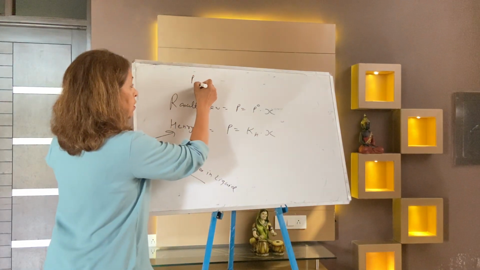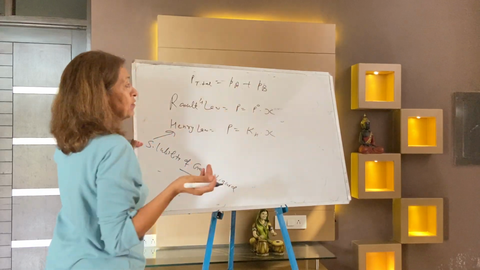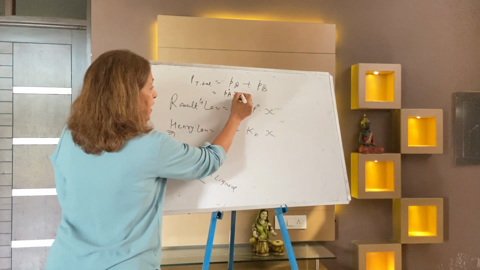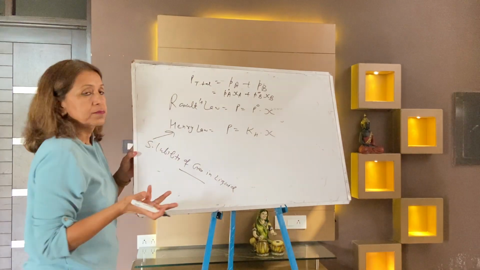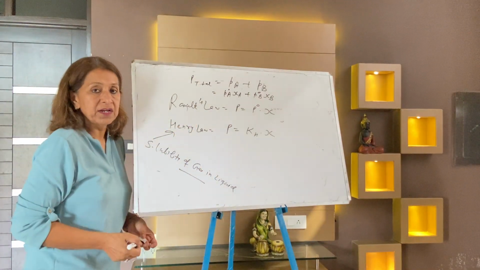P total is equal to PA plus PB. When both are volatile, PA is equal to P naught A XA plus P naught B XB. This is again Raoult's law. So this is the difference between Raoult's law and Henry's law.